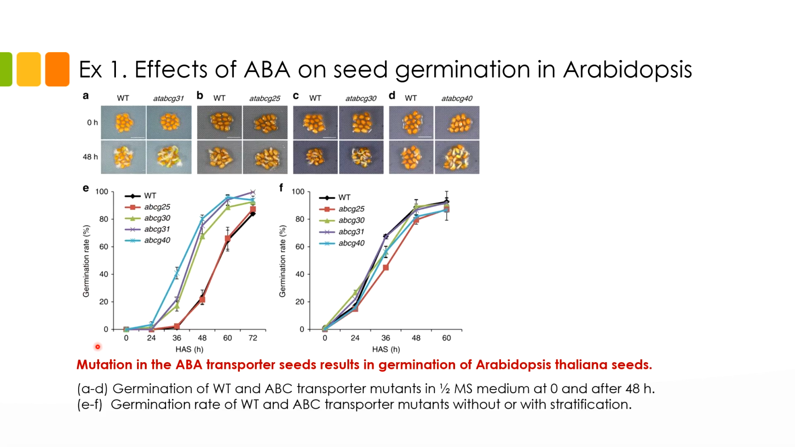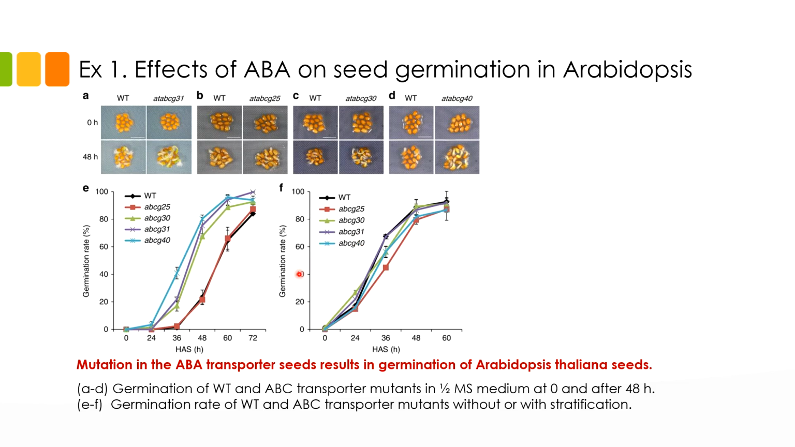Now below we have graphs showing the germination of mutants and the wild type with or without stratification. Arabidopsis is a temperate species and requires pre-treatment in cold and moist conditions before it can germinate. Without stratification, we can see that the mutants germinated faster than the normal stratified seeds. The red, green, purple, and blue lines here represent the germination of the mutant lines.